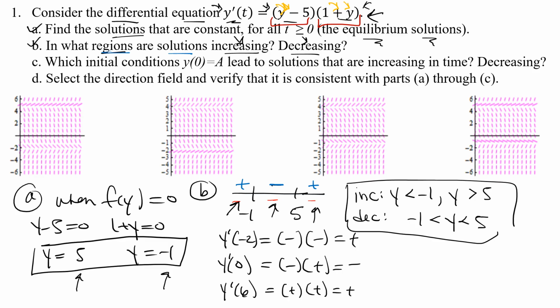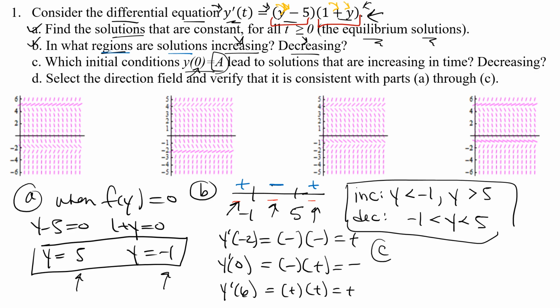Now let's see if we can determine the initial conditions. Here is your initial condition, so make sure it makes sense that we say t is 0. What values would a be? That's going to lead to those solutions increasing in time and then decreasing.